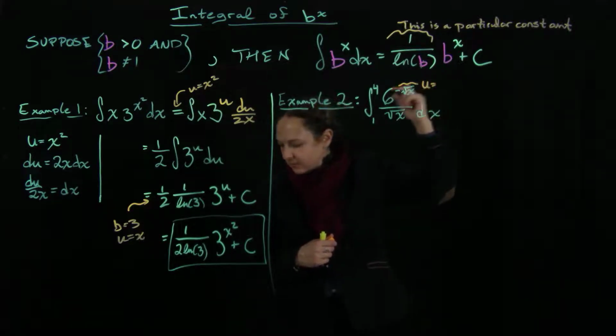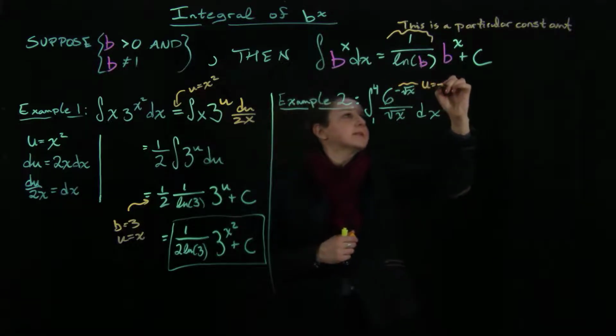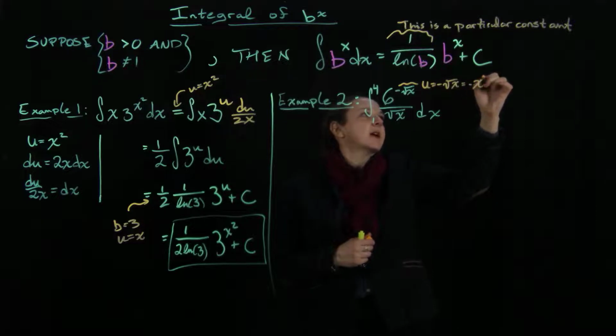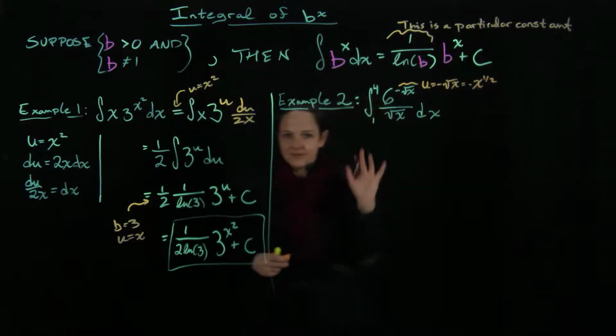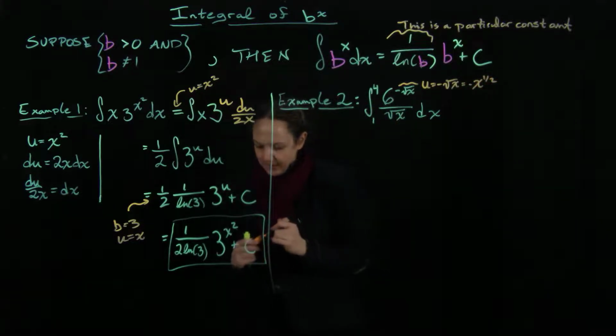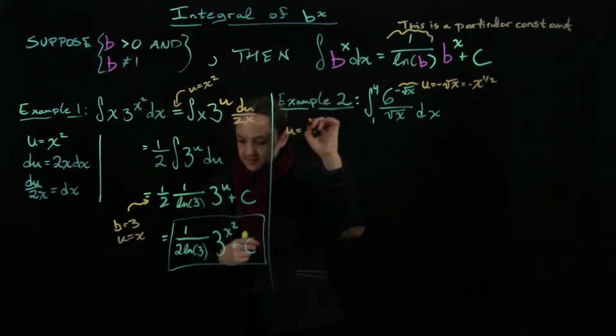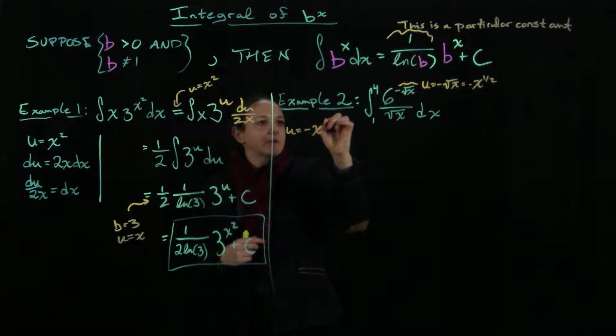So we're going to do the substitution, so this u is going to equal negative the square root of x, which you have to remember is negative x to the 1/2. We like to do that if we're going to be taking derivatives or integrals so that we can deal with the powers appropriately. Okay, so then we have u equals minus x to the 1/2.